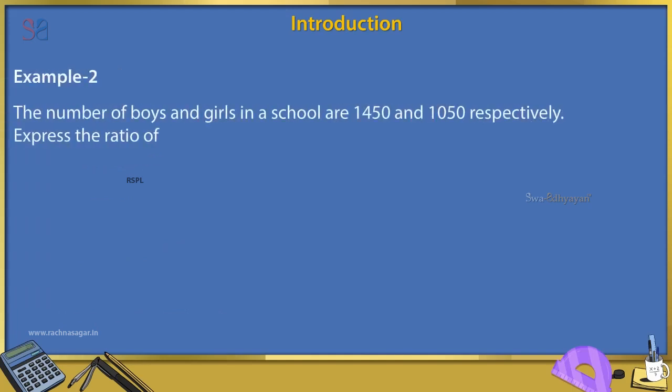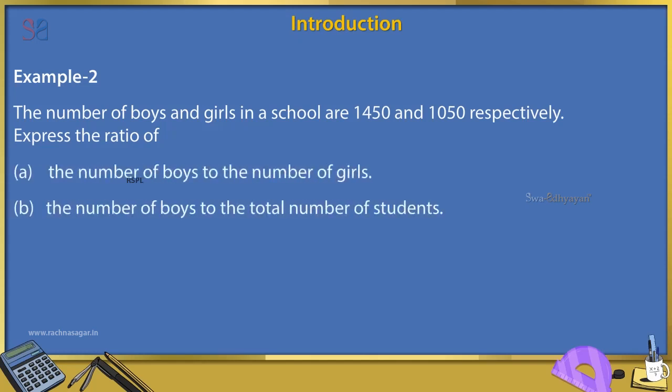Example 2. The number of boys and girls in a school are 1450 and 1050 respectively. Express the ratio of A. The number of boys to the number of girls. B. The number of boys to the total number of students. C. The number of girls to the total number of students.